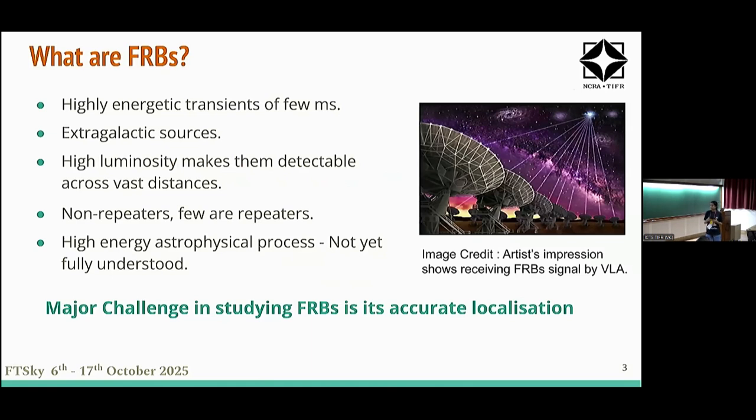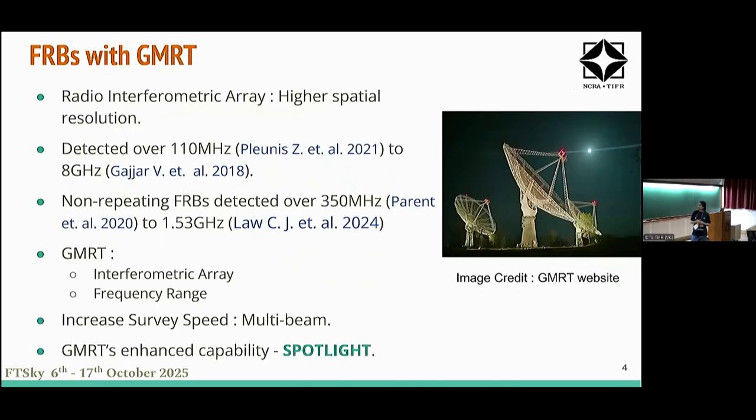Astronomers and scientists across the world are studying the high energy astrophysical processes behind them, but this is still not fully understood. The major challenge they face in studying FRBs is their accurate localization. To address this, one can have a very high spatial resolution, which can be achieved through an interferometric array.